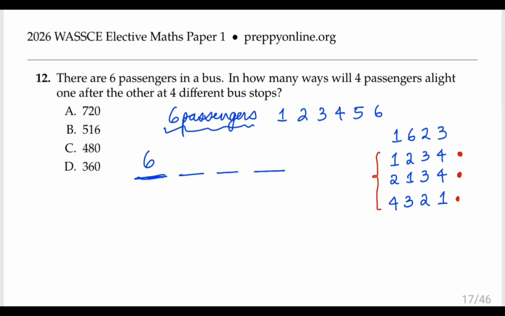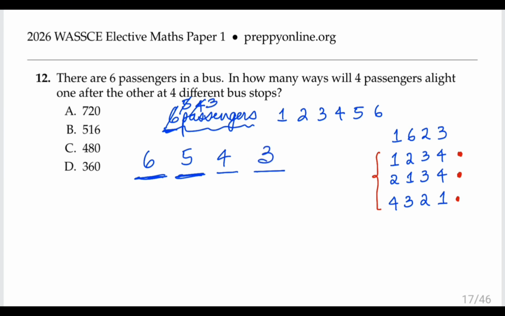Now, after that, when you get to the second bus stop, you no longer have 6 passengers. You only have 5 passengers left. And any of those 5 passengers can alight at the second bus stop. So that gives you 5 possibilities. And then now you no longer have 5, you have 4. So when you get to the third bus stop, the number of possibilities for who can get down is 4. And then after that, you no longer have 4, you have 3.